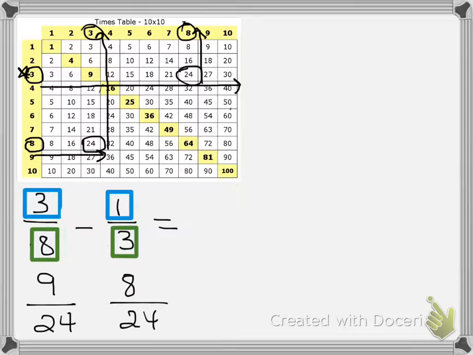They both have the same denominator, so all I have to do next is subtract. So when I subtract fractions, my denominator is going to stay the same. And then all I have to do is 9 minus 8, which gives me 1. So this means that 3/8 minus 1/3 is equal to 1/24. And I was able to solve that by making 3/8 into the equivalent fraction of 9/24 and 1/3 into the equivalent fraction of 8/24. And then once I did that, all I had to do was subtract.